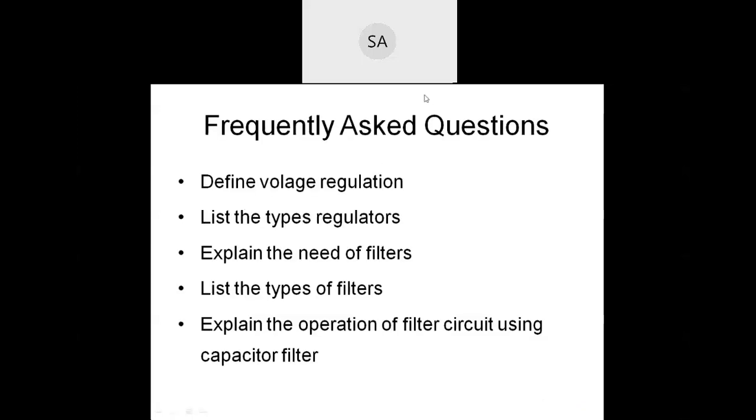The frequently asked questions in this lecture: define voltage regulation, and list the types of regulators. We have two types of regulators: series type regulators and shunt type regulators. Explain the need of filters: filters are used for smoothing the rectified outputs and to produce a constant DC voltage. List the types of filters and explain the operation of a filter circuit using a capacitor filter. These are the questions that may occur in your exam from today's lecture class.